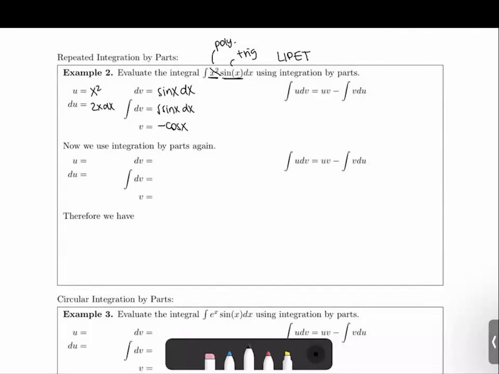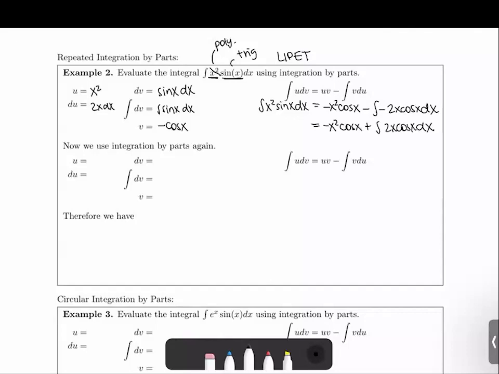Now we are going to put this together into our integration by parts formula. Our integral of u dv was the integral of x squared sine of x dx. When we multiply u and v together, we have negative x squared cosine of x. And when we rewrite our integral of v du, we have negative 2x cosine of x dx. The first thing I'm going to do is make that double negative into a positive and actually add the integral of 2x cosine of x dx.